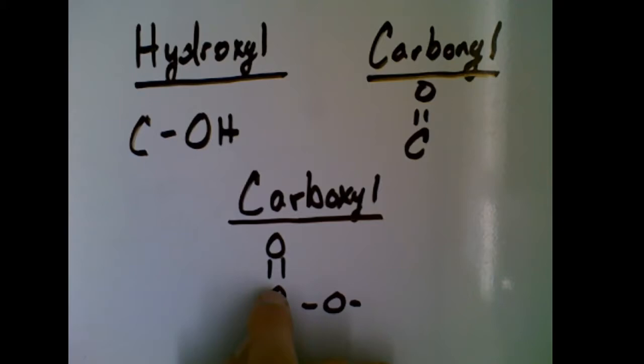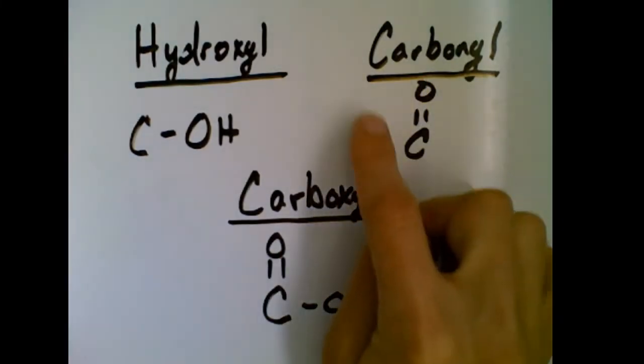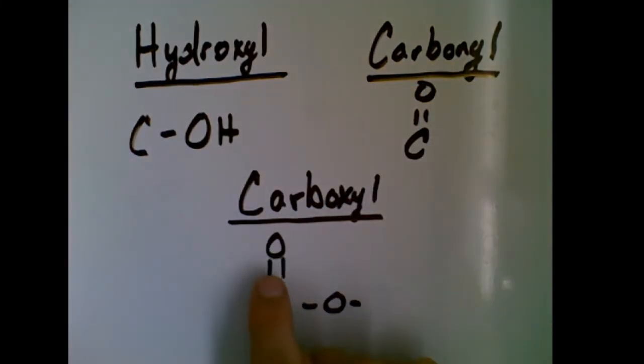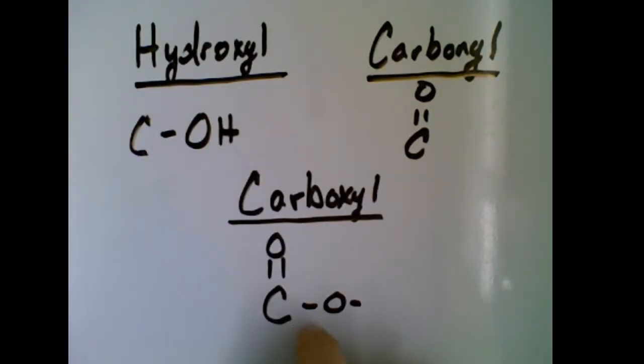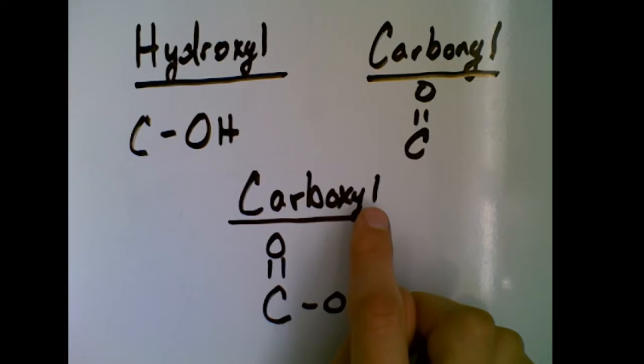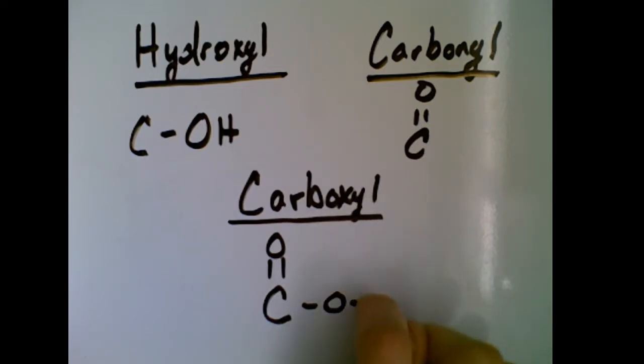So what you have is your carbon double bonded to the oxygen, just like the carbonyl carbon. And then you have a carbon attached to an oxygen with a single bond, and that is all connected to the same carbon. This is what we call the carboxyl functional group. And what's connected after this oxygen depends on what that molecule actually is.